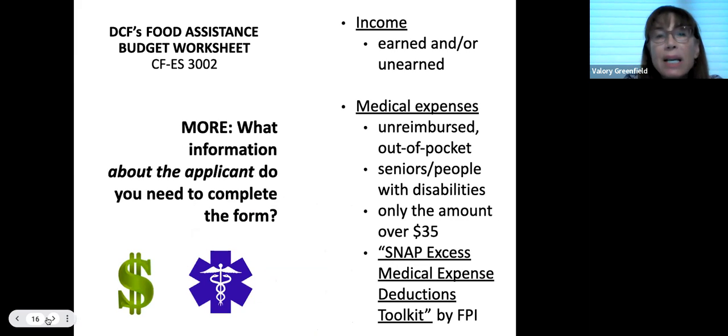Additional information you're going to need about your assistance group, their income, how much it is, and whether it's earned or unearned. And then you're also going to need to know if they have unreimbursed out-of-pocket medical expenses, because this is a special benefit to seniors and people with disabilities. The amount that's over $35 can be deducted as you do this worksheet. We talked about that a lot in the last training, and I want to remind you that Florida Policy Institute has a medical expense deductions toolkit on their website that can be particularly helpful in calculating the medical expense. Next slide.